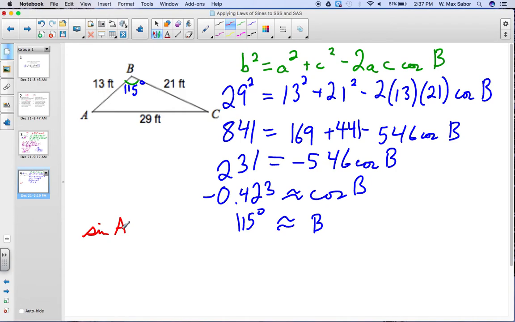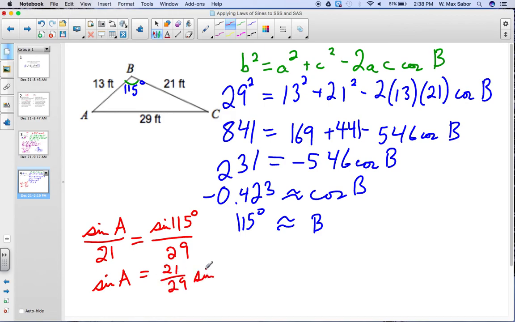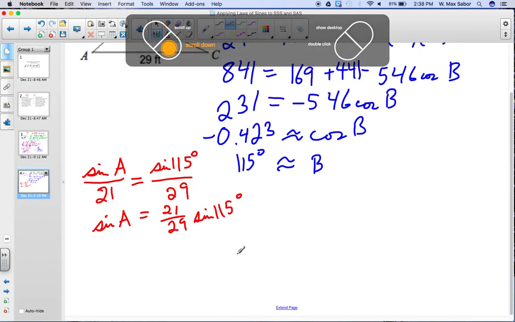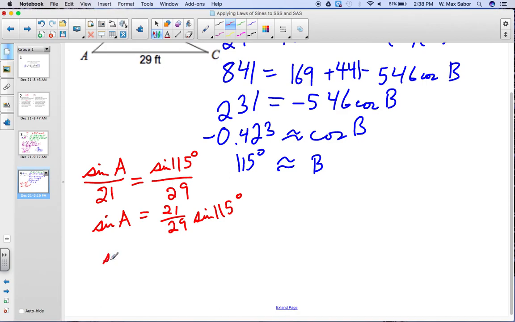So sine of A over a, which is 21, equals sine of B, 115, over 29. Multiply this out, and we get sine of A equals 21/29 times sine of 115. Now simplify the right side with a calculator. That all multiplies to 0.656. And then we take the arc sine of both sides, and that gives us approximately 41 degrees.